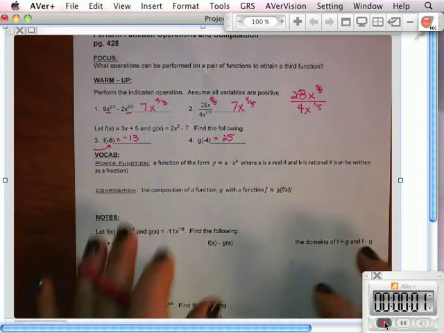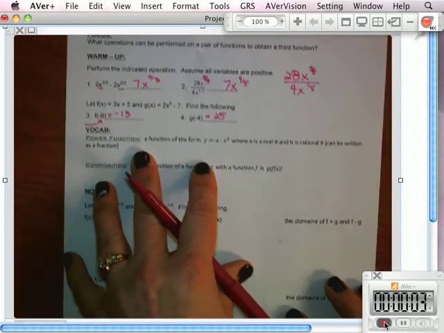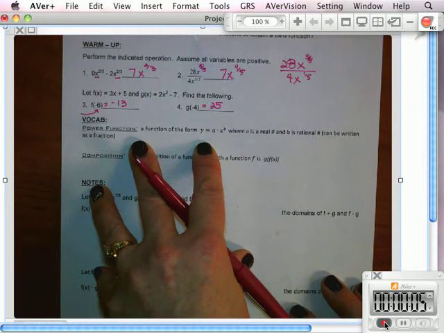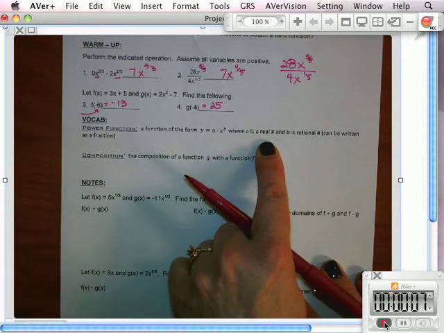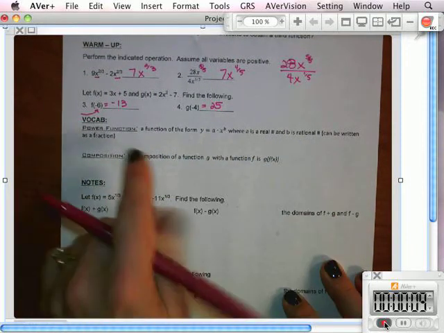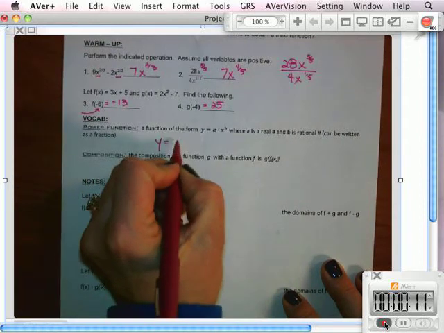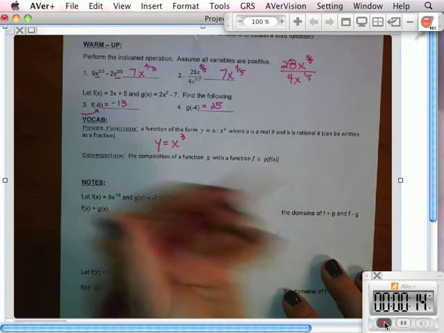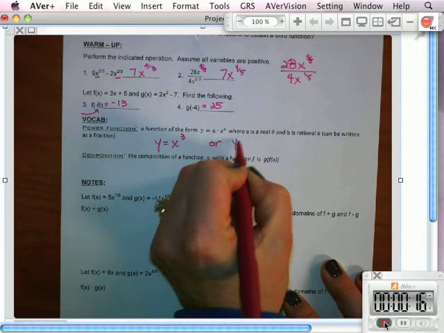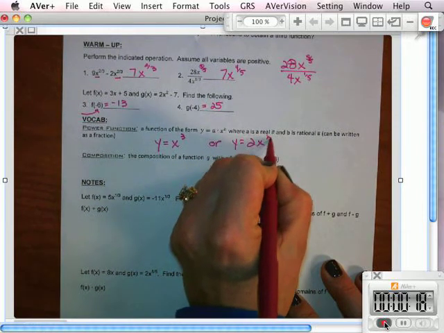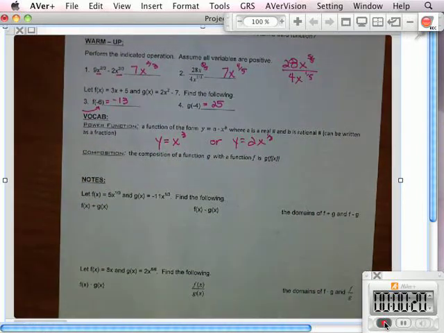All right, a power function is a function of the form y equals a times x to the b, where a is a real number, b is a rational number, which can be written as a fraction. We've been working with them already. Here's an example of a power function. Or here's another example of a power function. Something like that. We've been working with them.